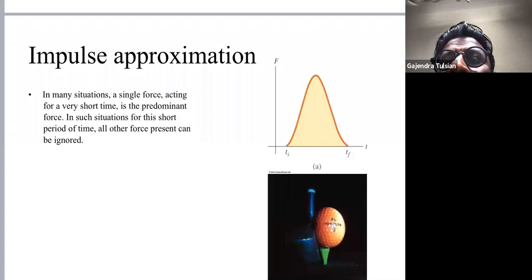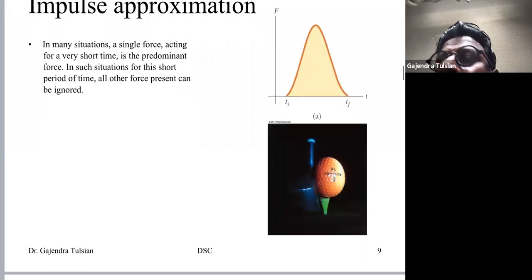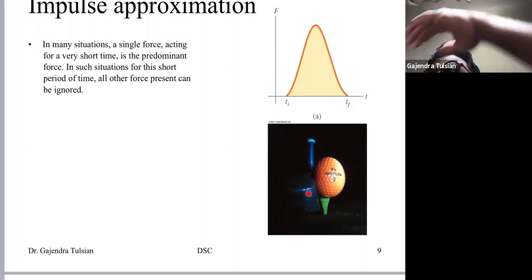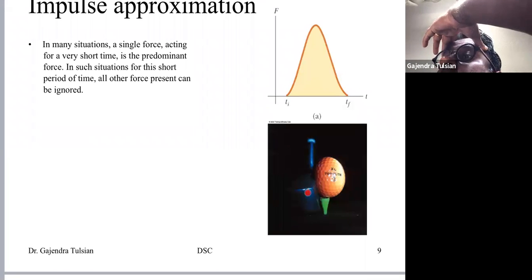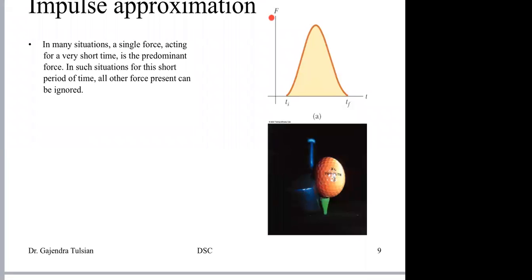Okay, so now we are interested in the following situation. What we are interested in is a situation like this. So here we're playing golf. Here's the golf ball sitting on the tee, and when the club comes in contact with the ball, what this is showing you.